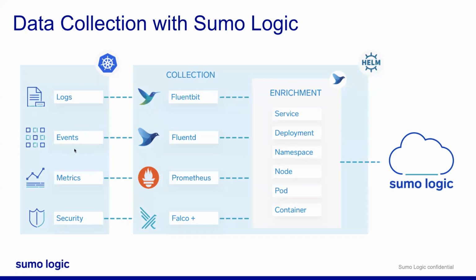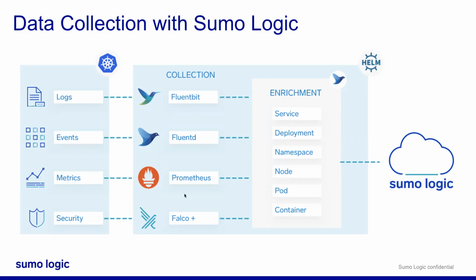Events. Events are polled from the Kubernetes APIs themselves. We use a FluentD plugin, which we wrote for this purpose. So FluentD runs as a pod, and also I'll say that FluentBit in this instance runs as a daemon set. That is, it is deployed to every host in the cluster. It doesn't run as a sidecar.